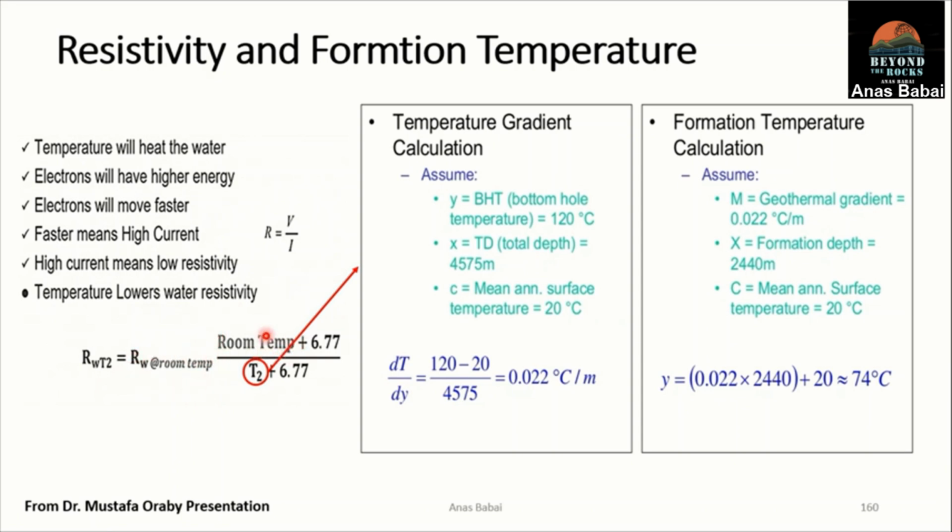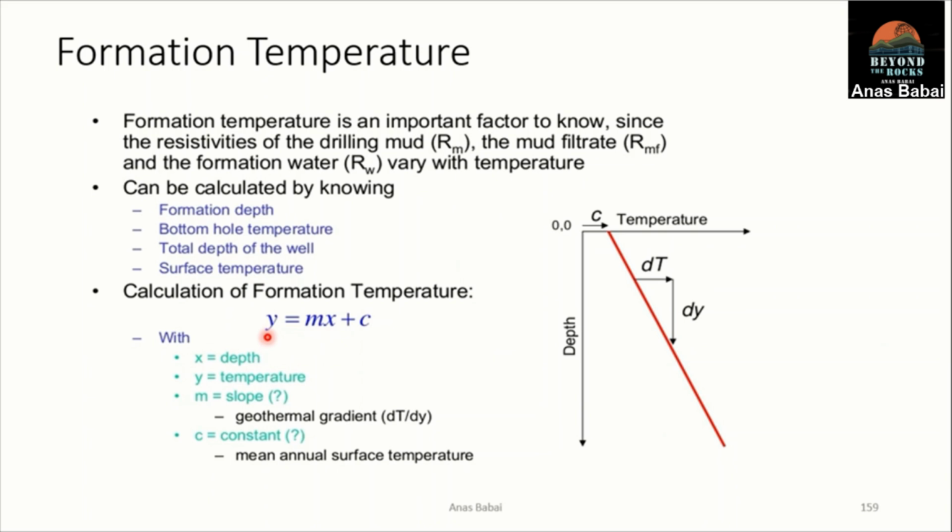This is the room temperature value, which we already know, plus 6.77, divided by the formation temperature which we have calculated here, plus 6.77. So it's a very simple, straightforward equation. You first calculate the geothermal gradient, which is bottom hole temperature minus surface temperature divided by the total depth. You take the values and substitute them into y equals mx plus c, where m is the thermal gradient, x is the depth, and c is the surface temperature.